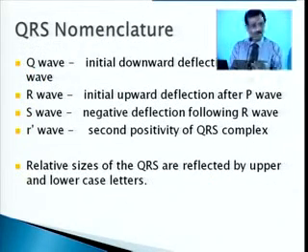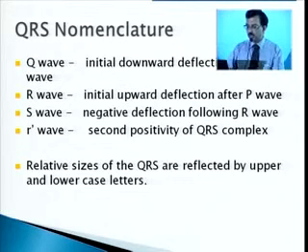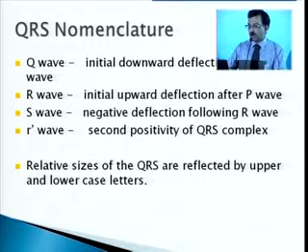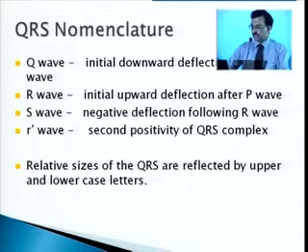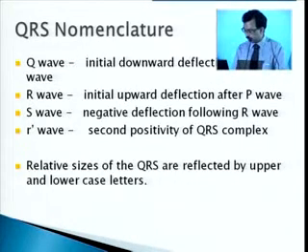The QRS complex consists of the Q wave, which is the initial downward deflection, and an R wave, which is the initial upward deflection. Then an S wave, which is a negative deflection, and R dash, which is a second positive QRS deflection. So the relative sizes of the waves in the QRS are reflected by upper and lower case letters.